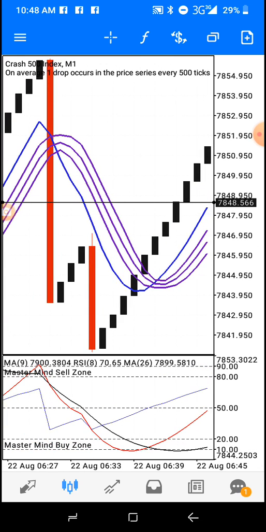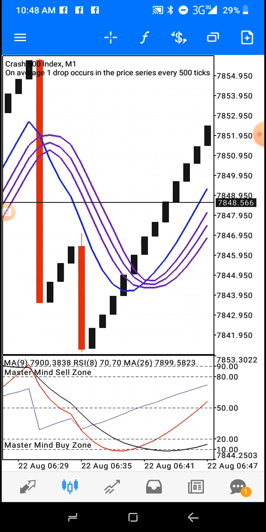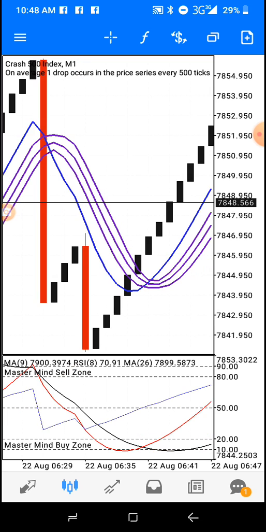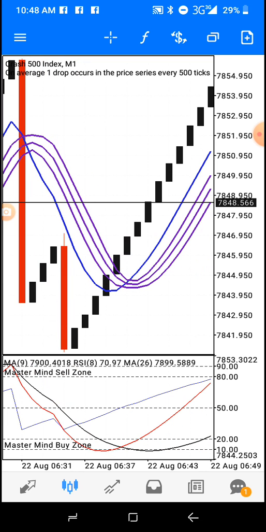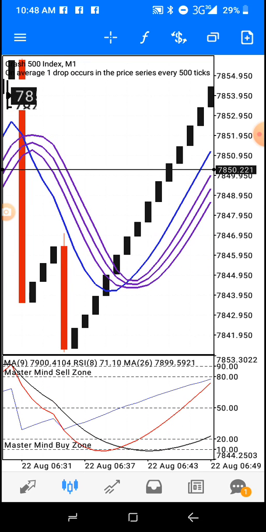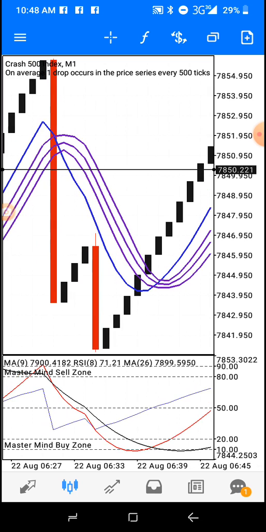to the mastermind sell zone and they start pointing this way, you take your profit. You don't have to be greedy, you take your profit. So what happens after you take a profit? Although it kept going, later on the spike came.